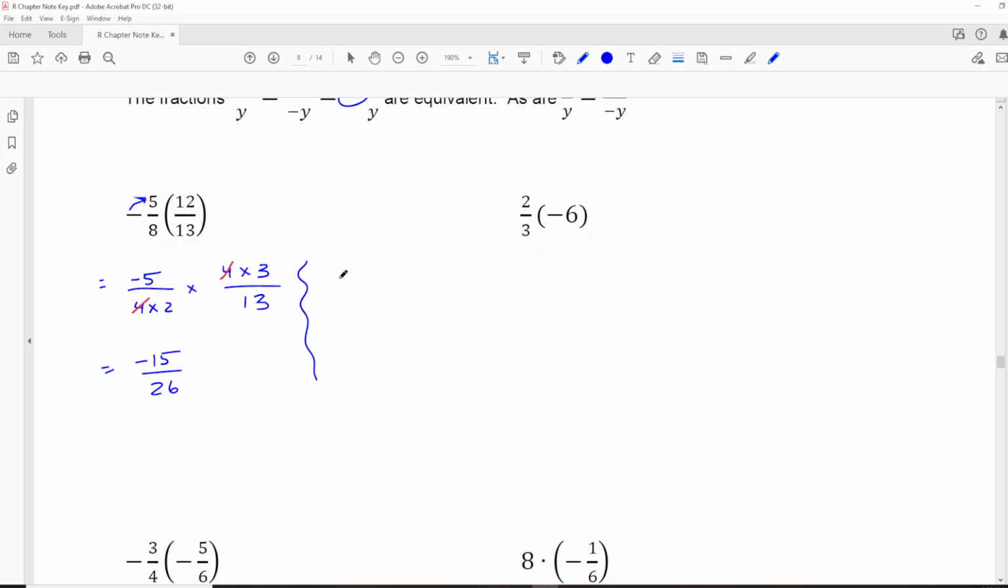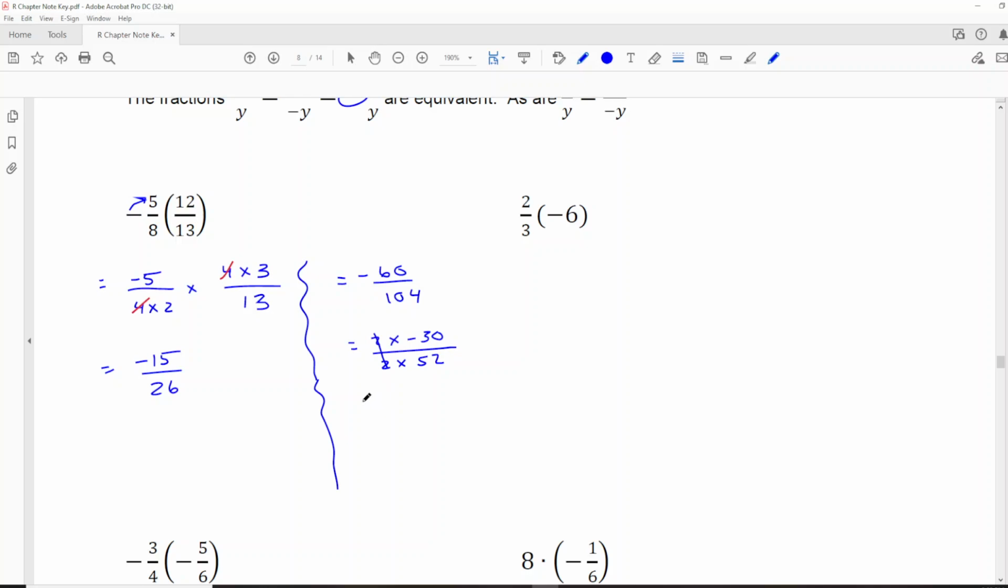So multiplying across, I would do negative 5 times 12, so negative 5 times 12 is negative 60, over 8 times 13 is 104. But now I'm left simplifying this gross thing that I don't want to do, right? It's big and it's cumbersome. I look at this as both having even numbers, so I would definitely take out a 2 first. So 60 is 2 times negative 30, 104 is 2 times 52.